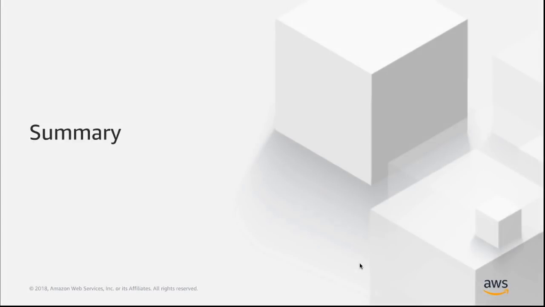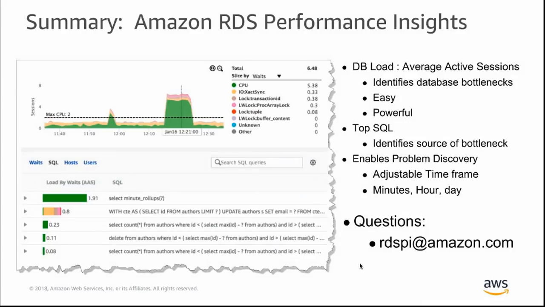So in summary, what we've seen, Amazon RDS Performance Insights shows the database load using the metric average active sessions. This easily and powerfully identifies bottlenecks on the database. And if we see a bottleneck, we can look at the top SQL table to identify the source of those bottlenecks. And the interface enables problem discovery. We have adjustable timeframes such as minute, hour, day. We also have the different dimensions we can explore and aggregate the data by.